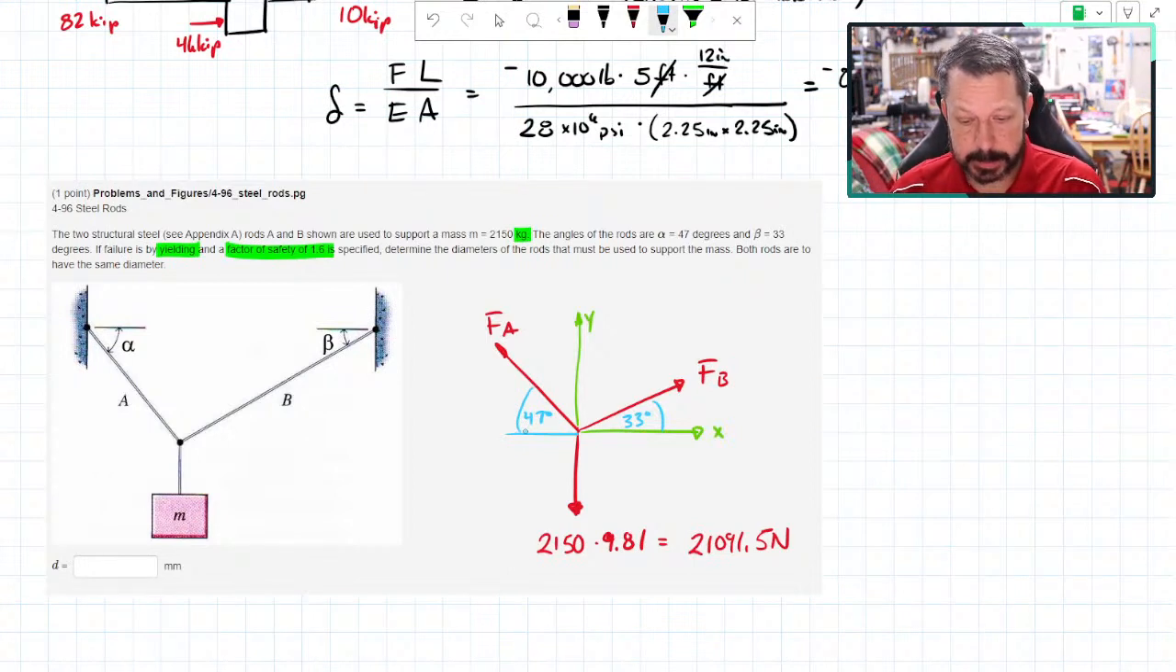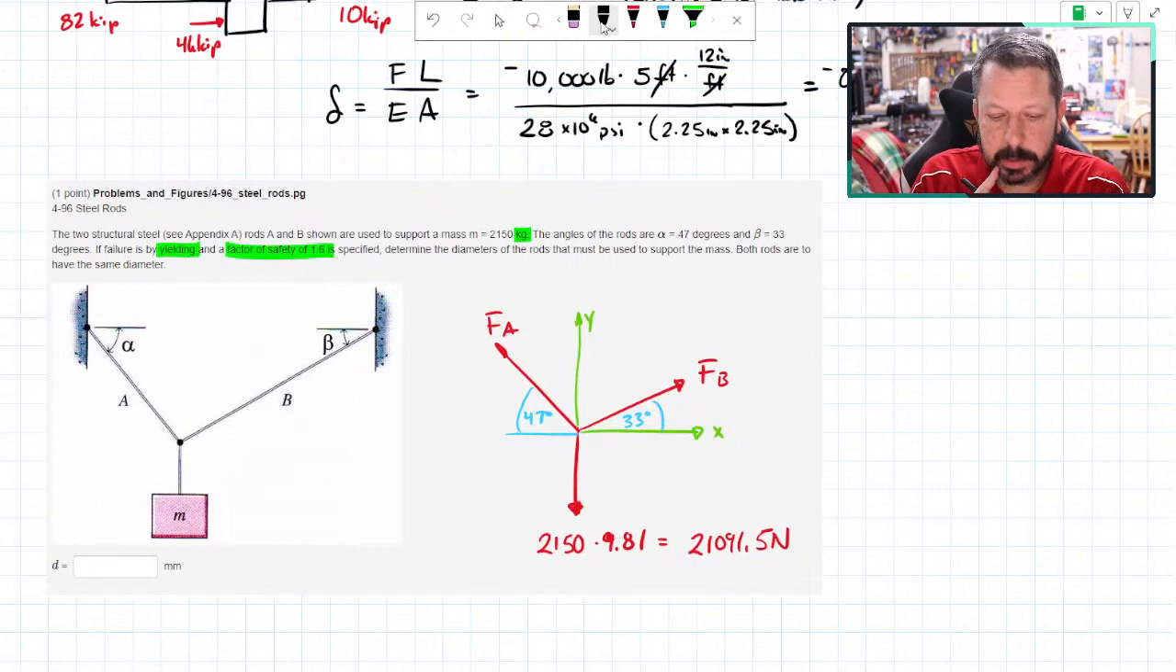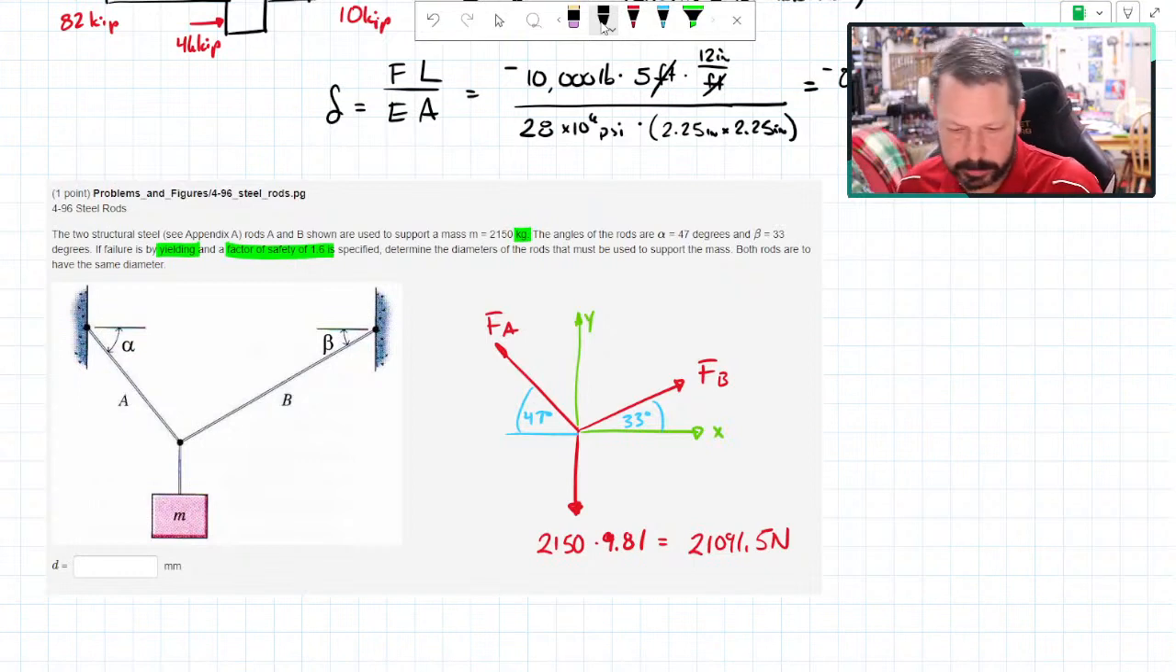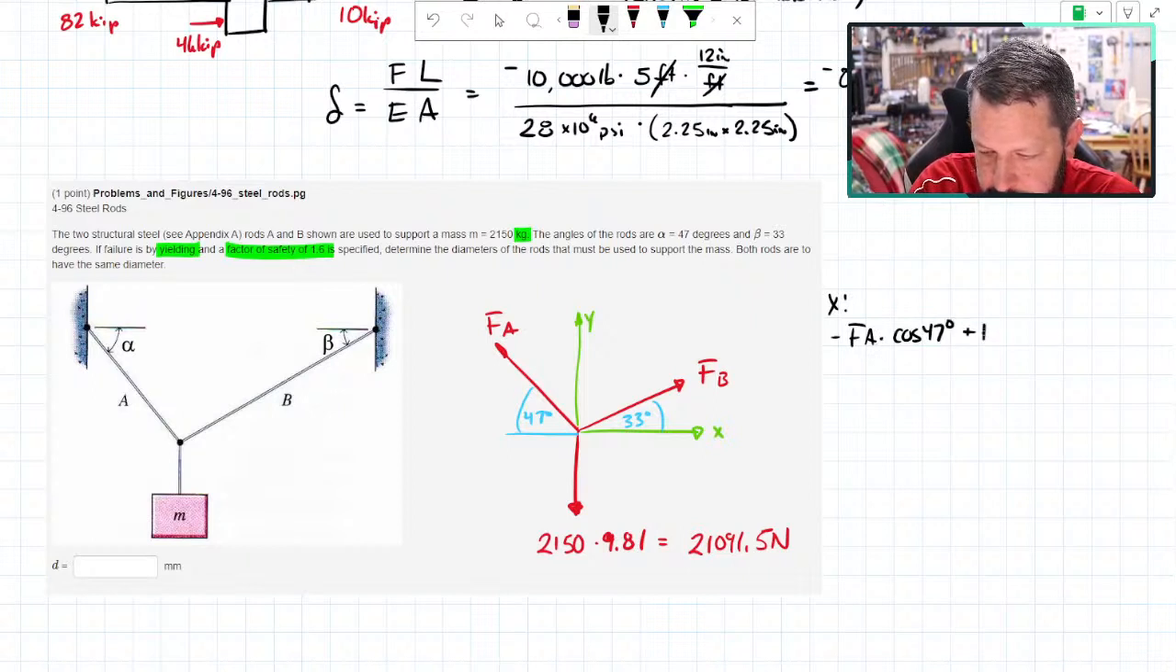Let's set this up as a system of simultaneous equations and solve it. I will probably just write them in MathCAD and let it spit them out, since I'm not sure about my phone calculator doing simultaneous equations. So let's do X. We have negative FA times cosine 47 degrees plus FB times cosine 33 degrees equals 0.